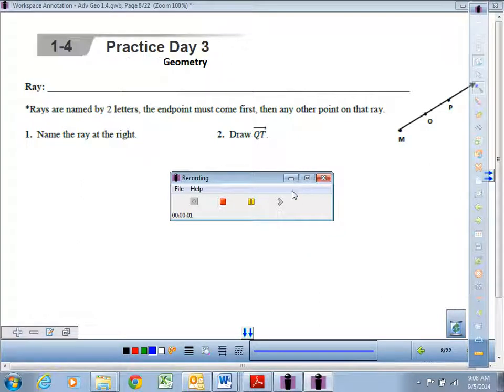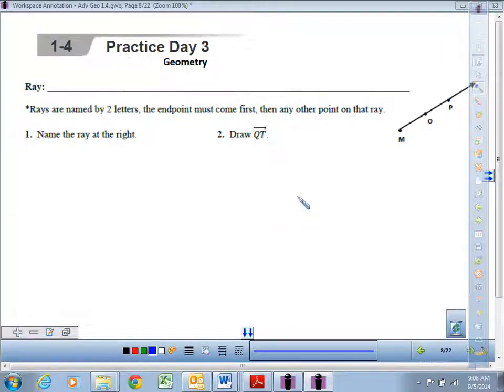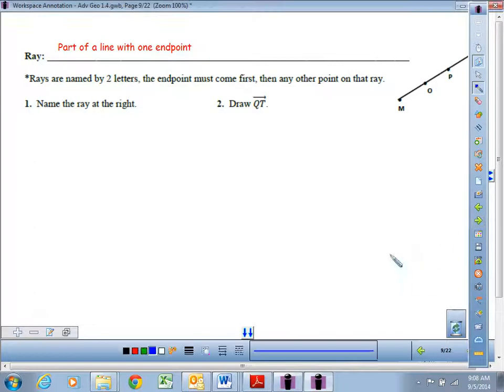This will be geometry lesson 1.4. Just remember at any time along this video that you need to pause to write down definitions, please do. I'm just going to go through, put them up, and just keep going. So we will begin with the definition of what a ray is.